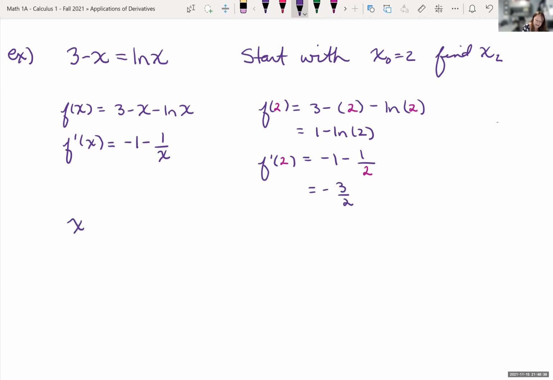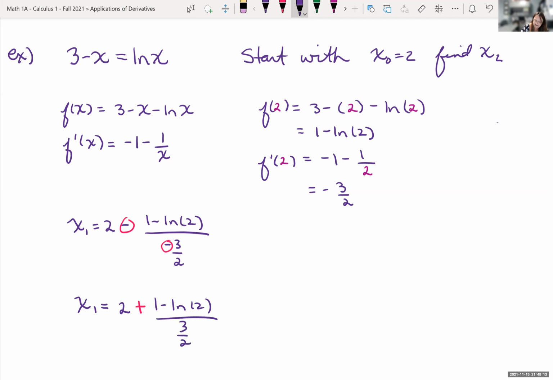So far what we have is x sub 1 is equal to x sub 0, which is 2, minus f of 2, which we found to be 1 minus natural log of 2, divided by f prime of 2, which we found to be -3/2. So x sub 1 is equal to 2. I notice here I have a minus and a minus, so really plus, 1 minus natural log of 2 all over 3/2. Invert, multiply. So x sub 1 is equal to 2 plus 2/3 all times 1 minus natural log of 2.